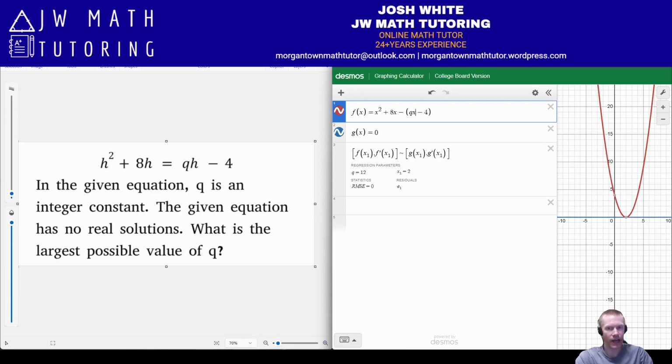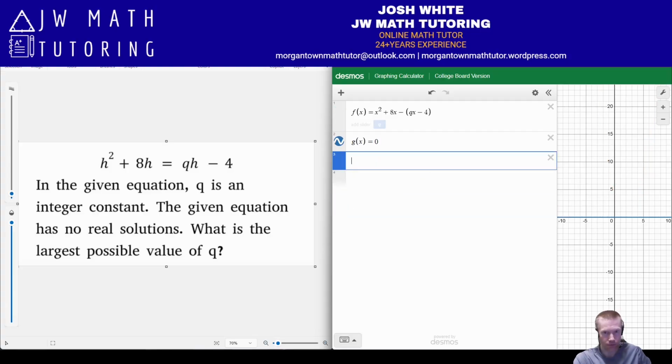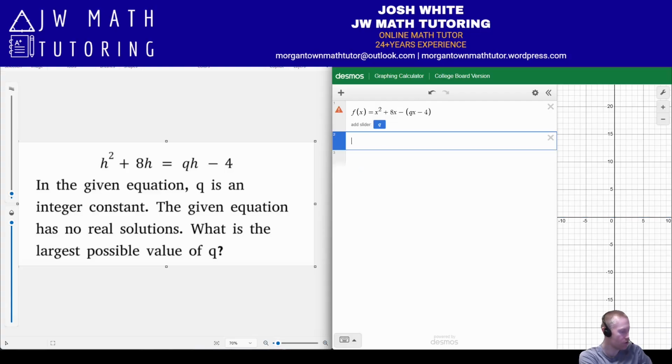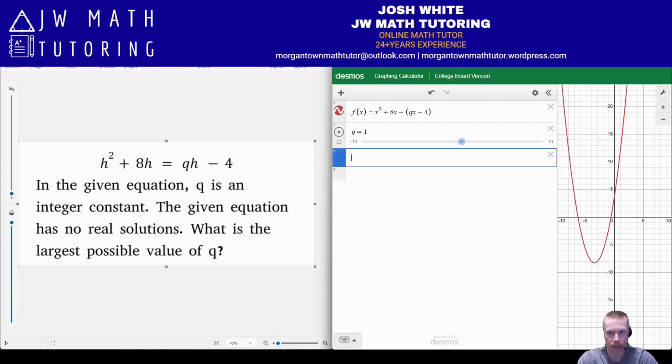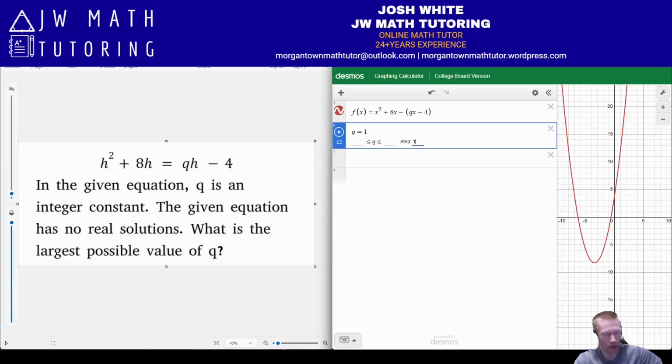You don't know exactly where it's going to be without putting in some type of restriction. So for this problem, again, it might be easier to just start with q equals 1 here, right? And then set the step value to 1.